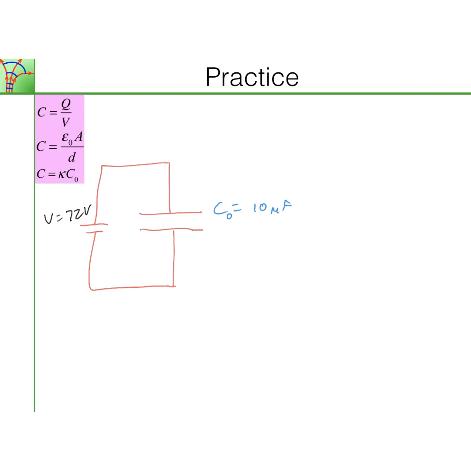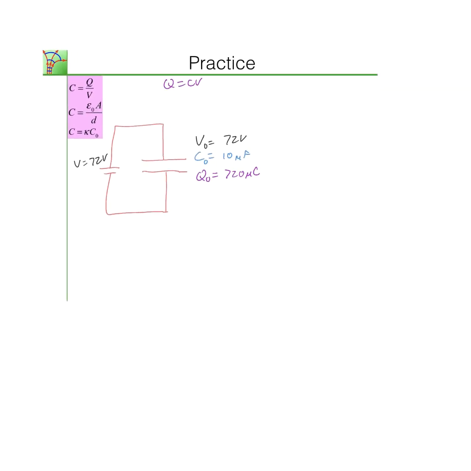Okay, so we can even calculate what the initial charge is on this. What is the charge on this? Well, in this case, I can use Q is equal to CV. So Q, the amount of charge, would be 720 microcoulombs. And the voltage across this, because it's still attached to the battery, is going to be 72 volts. Right? So that's charging up the capacitor. We put a voltage across it, we put some charge on it.